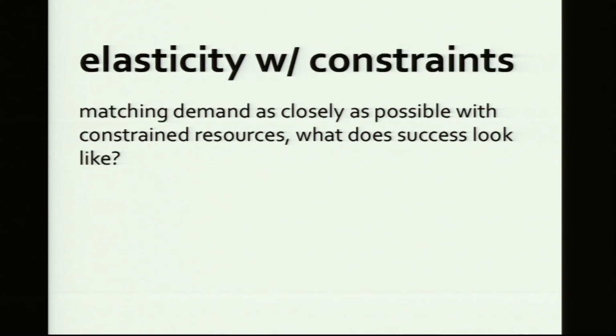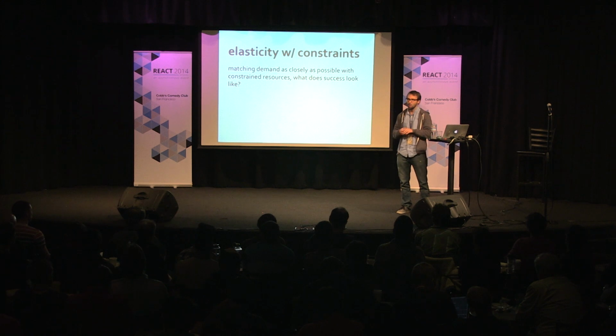So I think one of the areas of elasticity that will grow a lot in the near term is building elasticity algorithms that are trying to match demand as closely as possible, but in constrained settings. When you can't just go launch another virtual machine, when you want to best take advantage of whatever resources you have today. And I think what's interesting about that world is success is going to look different to different companies.